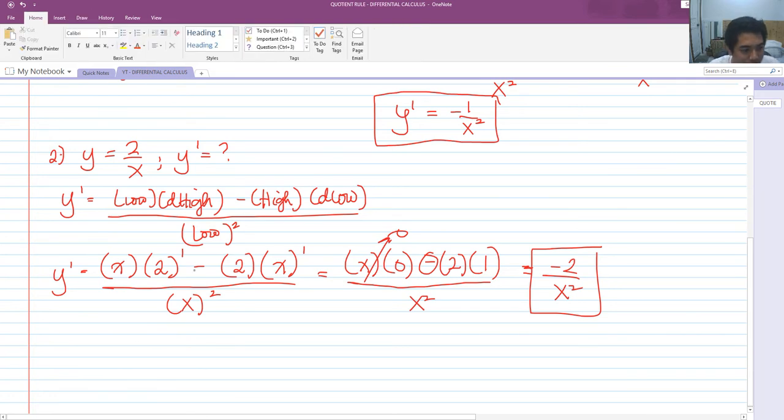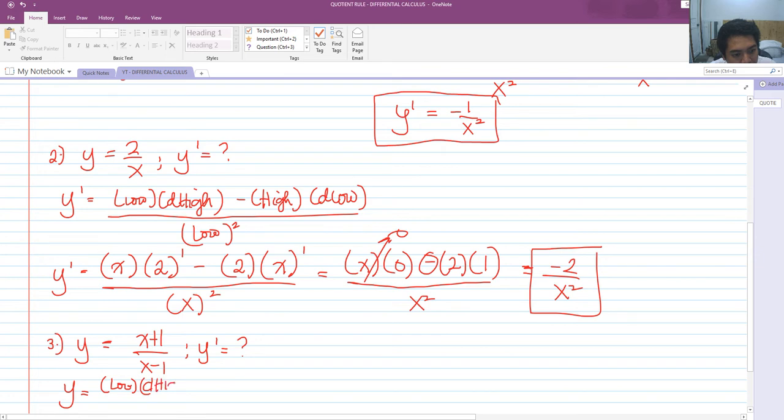Okay, for number 3, let's try to solve another problem. We have y equals x plus 1 over x minus 1. So this is still a quotient rule because this function has a numerator and a denominator. So we have to get the y prime of this function. So again, we have low d high minus high d low. The letter d there stands for the derivative, all over low squared.